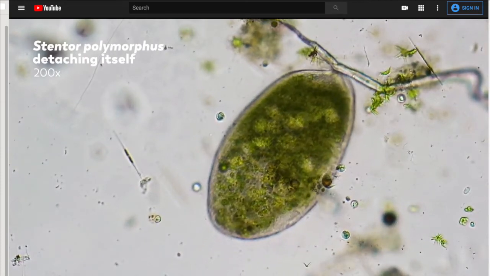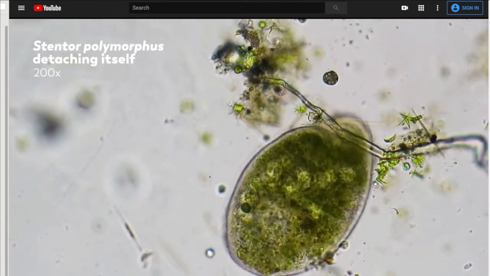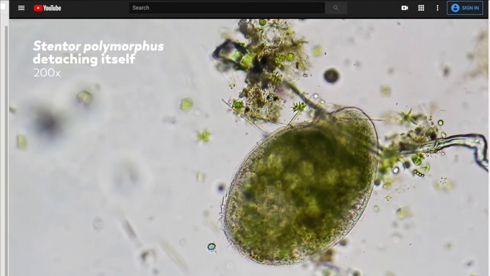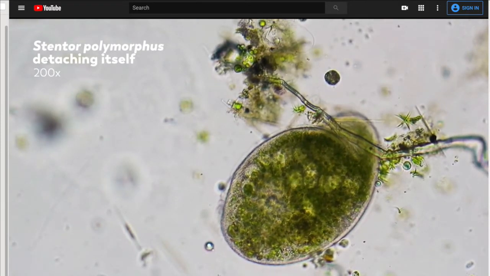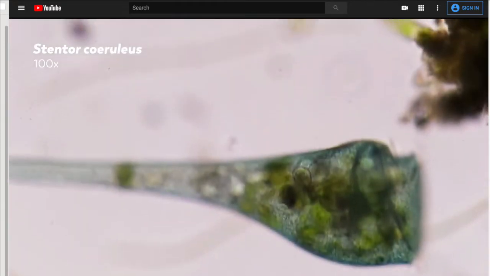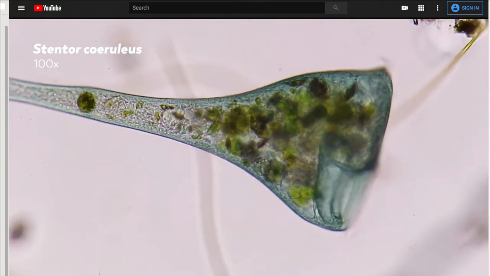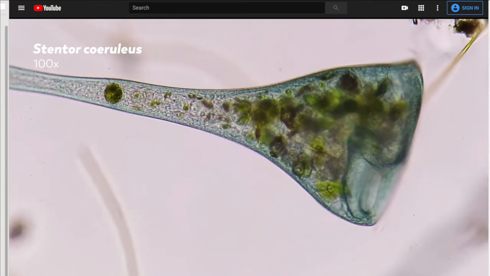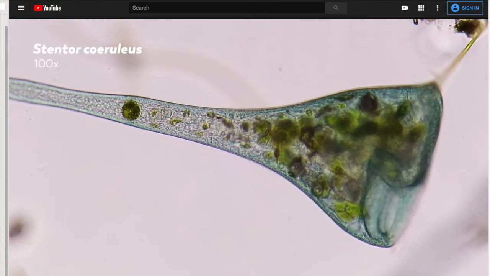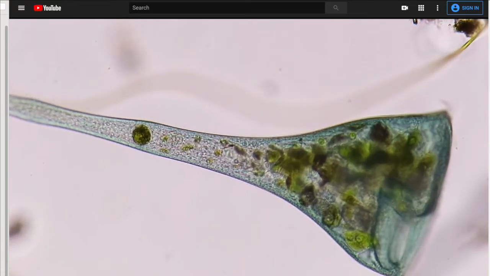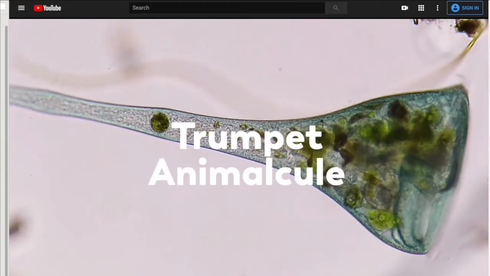But just because they're anchored, that doesn't mean they can't move. Most stentors are also capable of stretching a huge amount. When attached and feeding, a stentor body can reach 5 to 10 times their original length. And that's when it starts to resemble a trumpet, which is where it gets one of its common names, the trumpet animalcule.